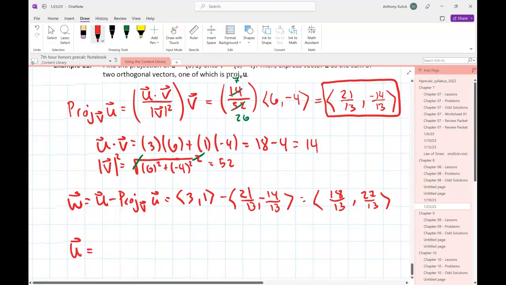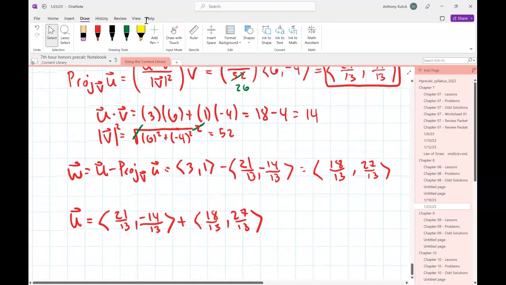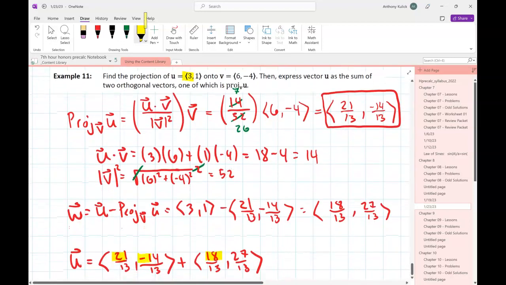So I can say that vector u then is my projection plus this vector w. And a quick little check you can do: 21 plus 18 is 39, which divided by 13 is 3. Negative 14 plus 27 is 13, which divided by 13 is 1. So I feel pretty good about that.